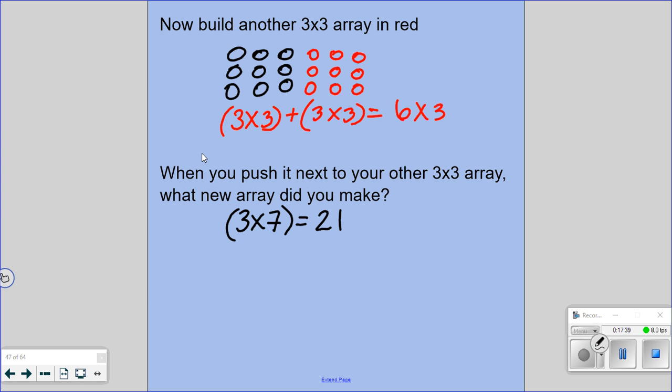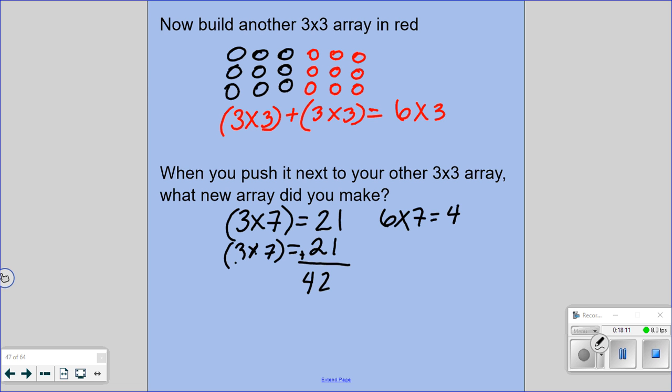21 plus 21. Write this underneath it because I am doubling. That's what we just said. What is 21 plus 21? 42. So what is 6 times 7? Let's write that all down.